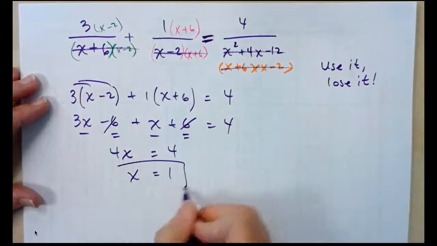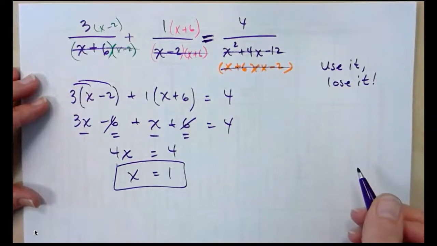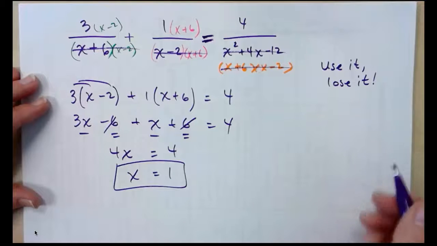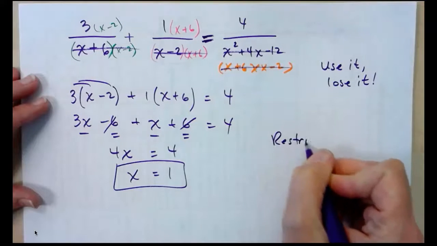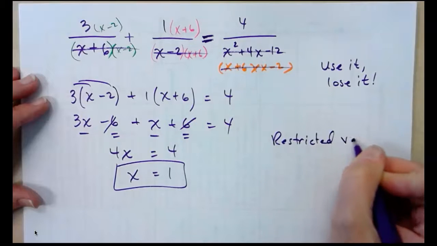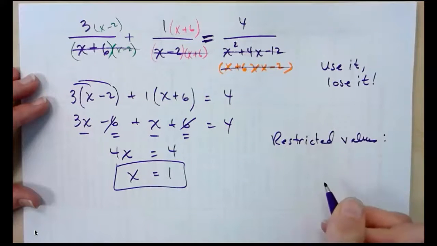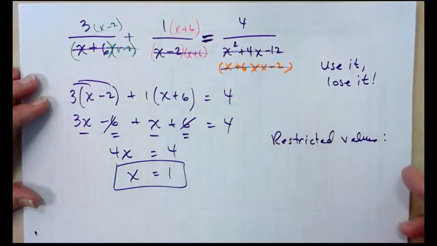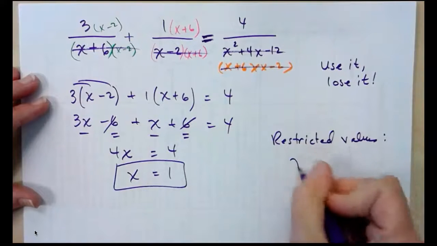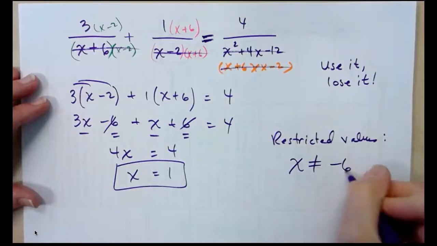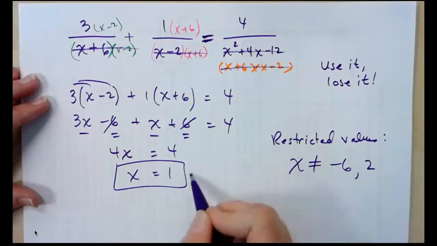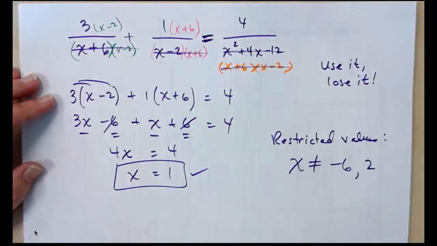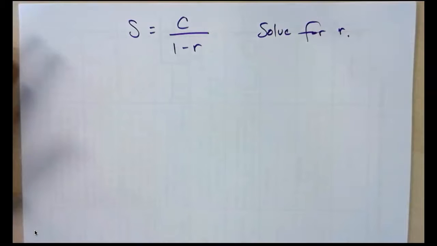Now, before we move on from our answer, yes, obviously you can plug it back in and check it. A quick check is to also think about the restricted values for this particular rational equation. If we look at the factored form of the LCD, we see that x cannot be negative 6 or positive 2. Therefore, if we're getting a value of x equals 1, then we're probably in good shape. So there we go, solving a rational equation.